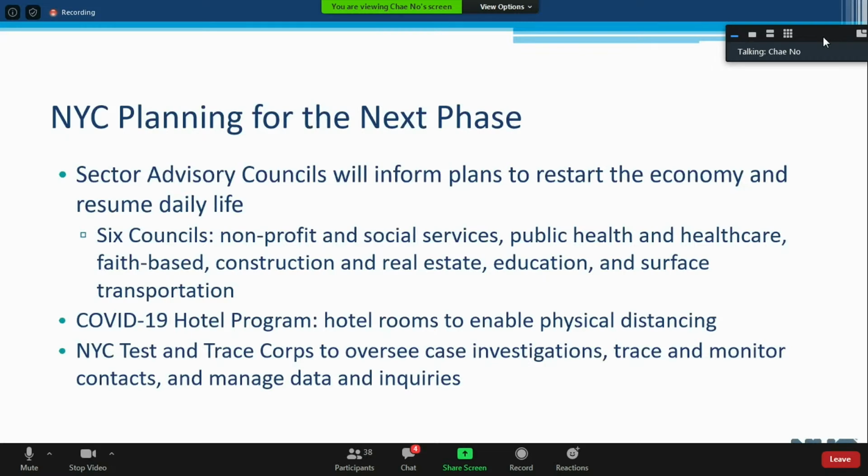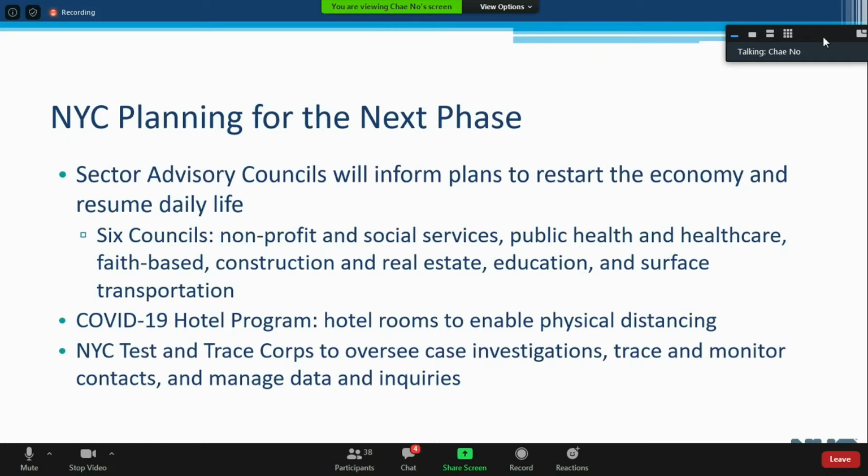So we're trying to provide alternate residences for people who need to isolate, who need to quarantine, but they can't because of their living conditions. So we're trying to provide for that too. And the mayor recently announced the New York City Test and Trace Corps to oversee case investigations, trace and monitor contacts, and manage data and inquiries.